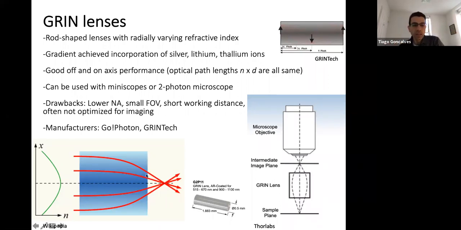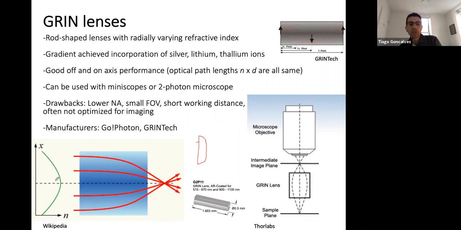you imagine a regular lens being something like this, and basically your focusing effect is because your rays go through different path lengths of material with a different refractive index, which is glass. Here, these lenses bend the light by having a different refractive index in the center from the periphery.